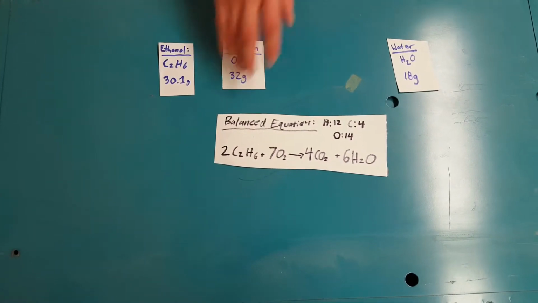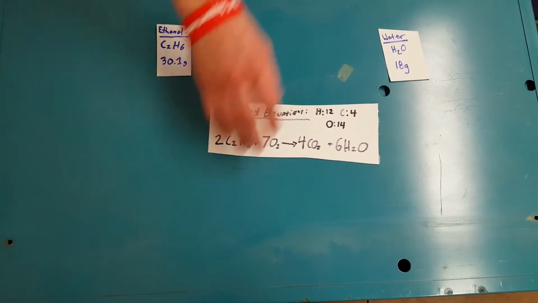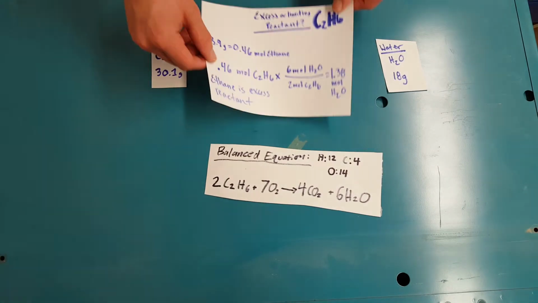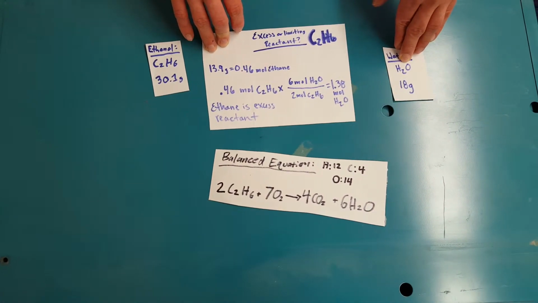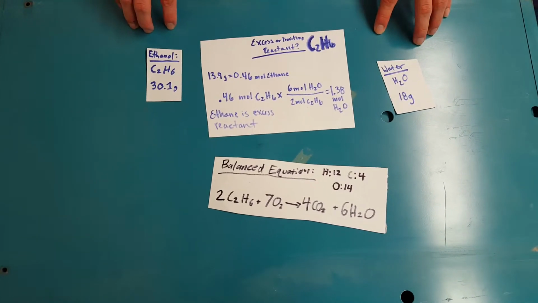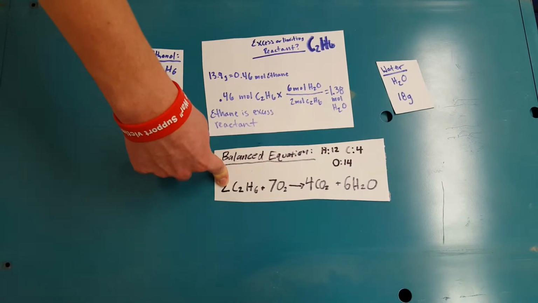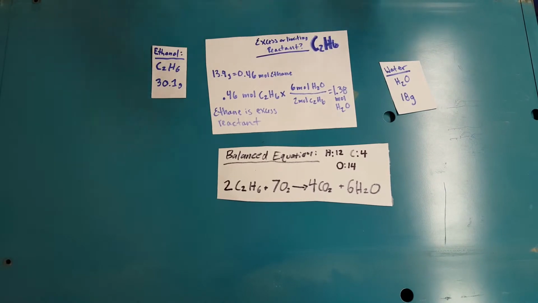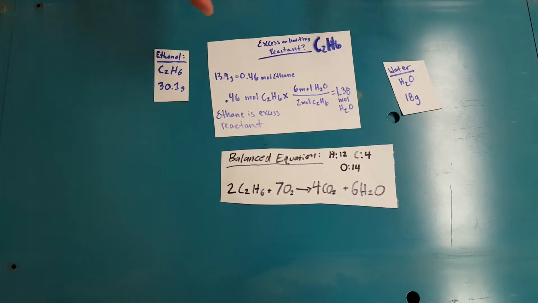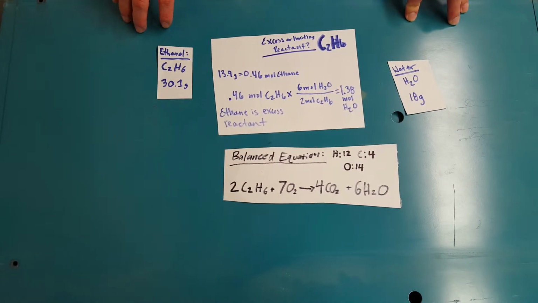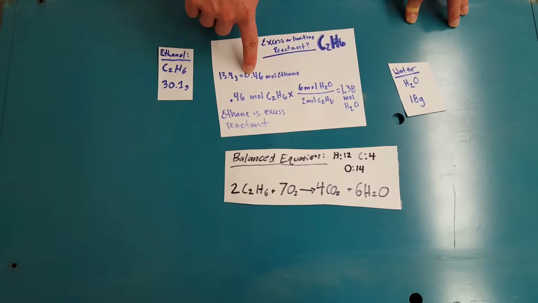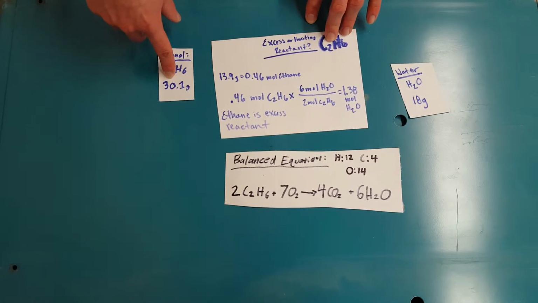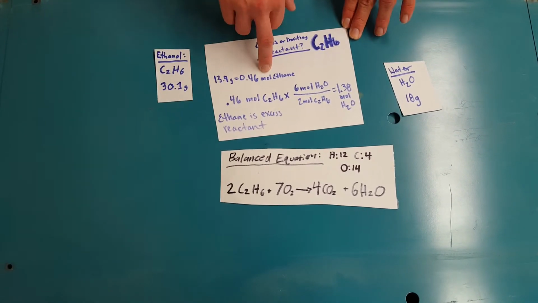Right now, we will start with ethanol. This is the whole equation to finding the amount of water you get with the given amount of ethanol. The molar ratio between the two is that for every 2 moles of ethanol, we produce 6 moles of water. We are given 13.8 grams of ethanol, and that is equivalent to 0.46 moles of ethanol. To determine this, we just divide the given amount of ethanol, 13.8, by the molar mass of ethanol, which is 30.1.